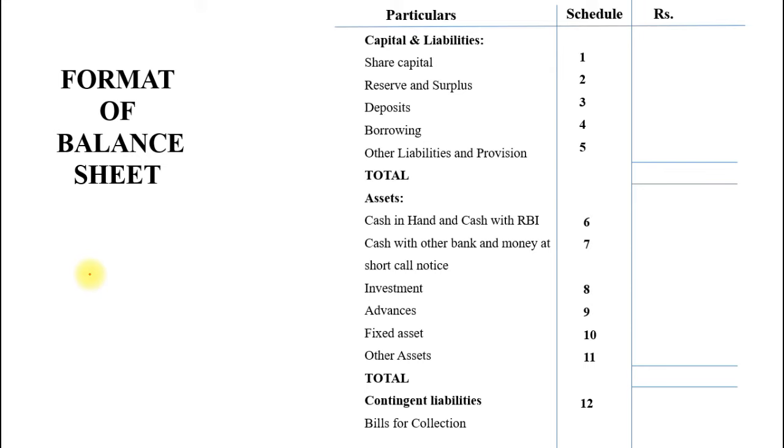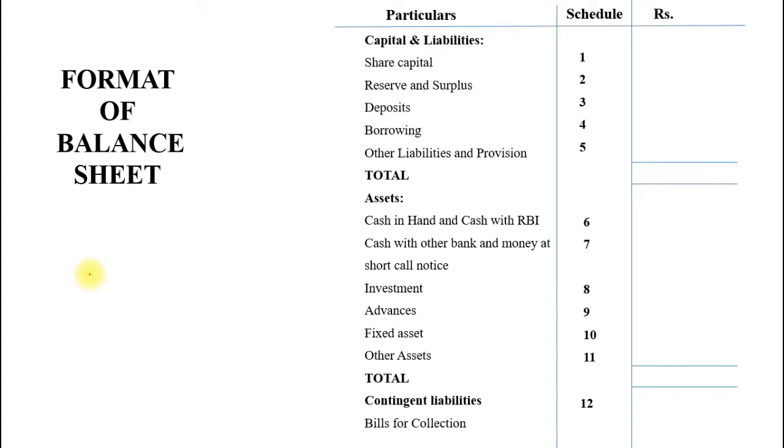Now, your balance sheet has been divided in two parts. We have capital and liabilities, under which there are five schedules: share capital, reserve and surplus, deposits, borrowing, and other liability. And second, we have asset, in which we have cash in hand and cash with RBI, cash with other bank, and money at call, short notice. Investment, advances, fixed asset, other assets. And after that, you have something called contingent liabilities.